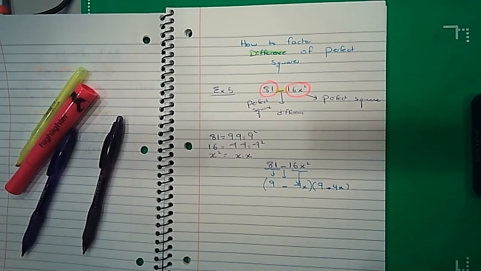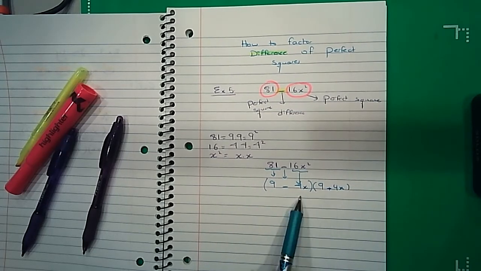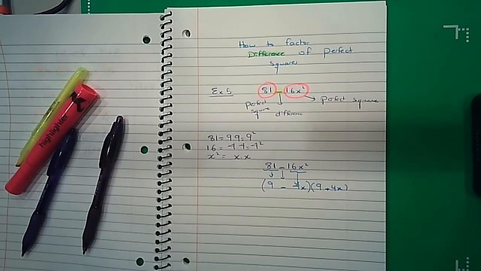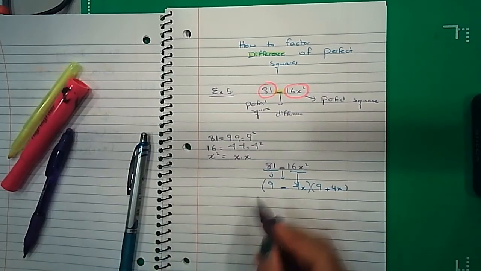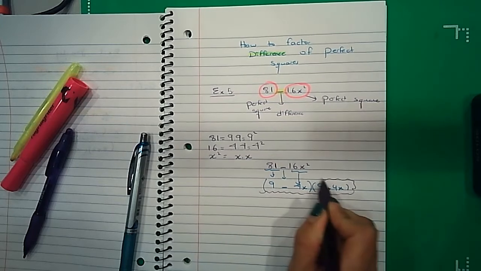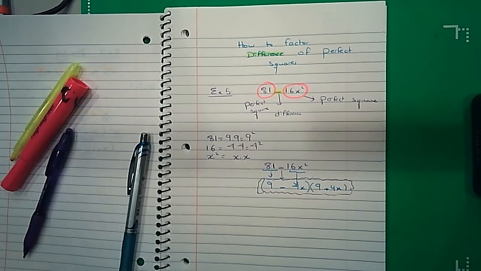And as you remember in class, we did expand this to prove that when we expand it, we're still going to get 81 minus 16x squared. So this is your answer. Simple. Difference of perfect squares is actually one of my favorites.